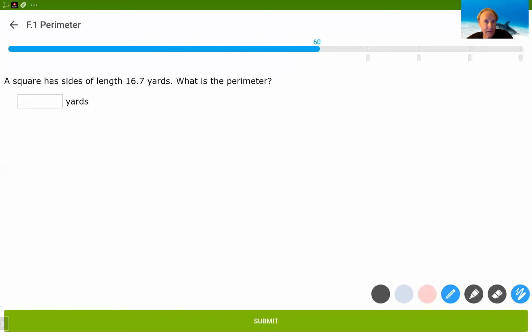The square has sides of 16.7. What is the perimeter? We're just going to multiply it by 4 because that's how you find the perimeter of a square. If you like, the formula is the perimeter of a square is equal to 4s. And notice I substituted inside parentheses and simplified.